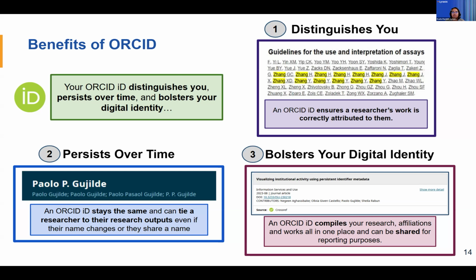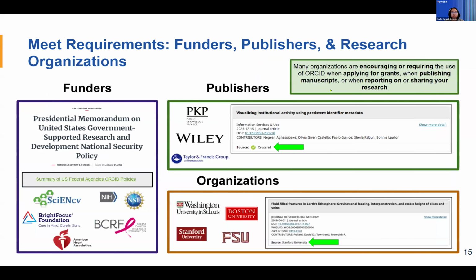are authored by the same person, I should say. An ORCID ID can also help bolster your digital identity. So when you share your research with an employer for reporting purposes, for example, that organization can see what funding you've received or what works you've published all in one place very easily. It also helps you with meeting requirements from funders, publishers, and research organizations.